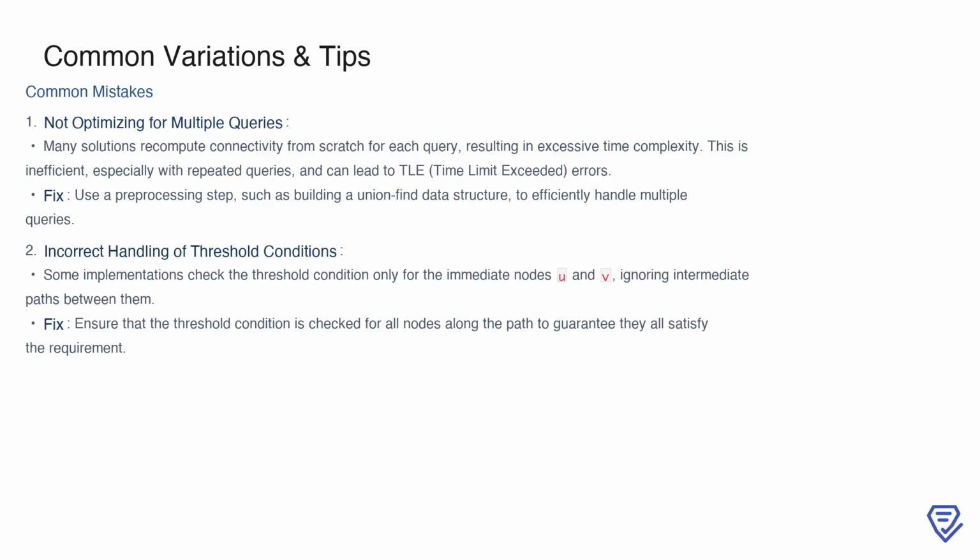Another mistake is incorrectly handling the threshold condition. Some solutions only check whether the immediate nodes, u and v, meet the threshold, without considering the intermediate nodes along the path. This can result in incorrect results because all nodes on the path must satisfy the threshold condition. Be sure to account for this when implementing your solution.